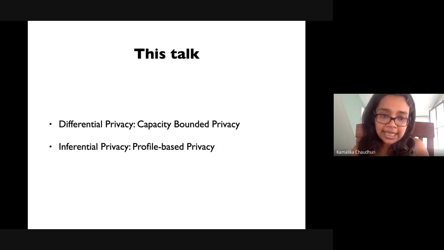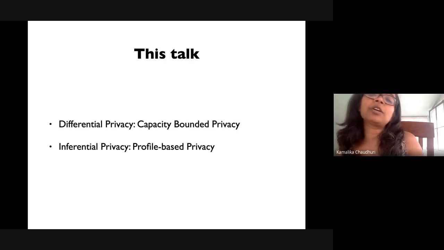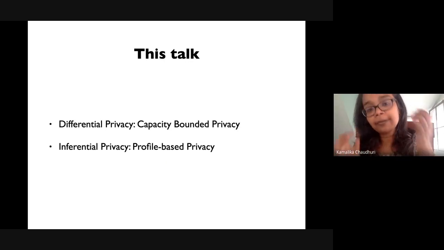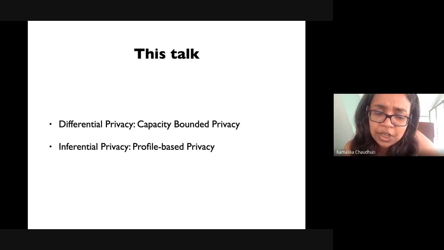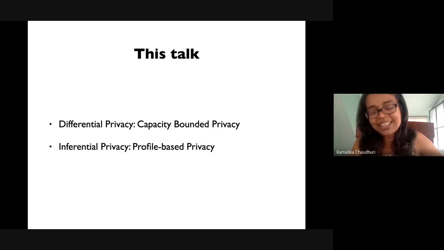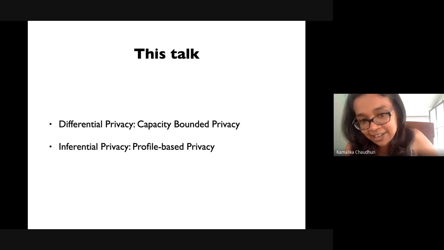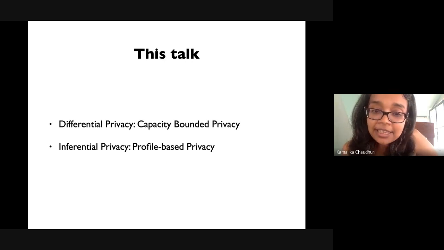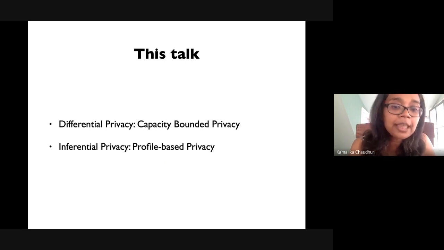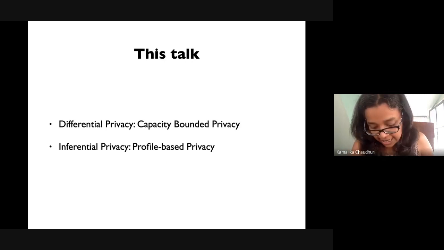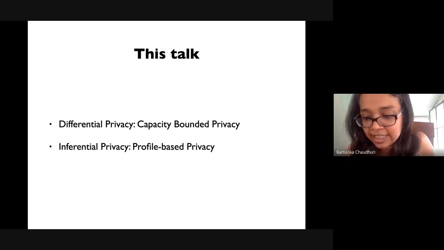Okay, so in this talk, what we will look at is, as I said, experiments with the privacy definition. We'll look at two experiments, one related to differential privacy and the other related to inferential privacy. For differential privacy, we would look at a slight relaxation called capacity-bounded differential privacy. For inferential privacy, we would look at a relaxation that we call Profound.